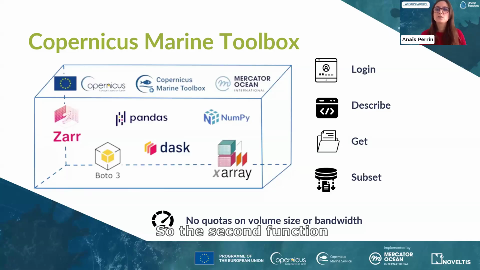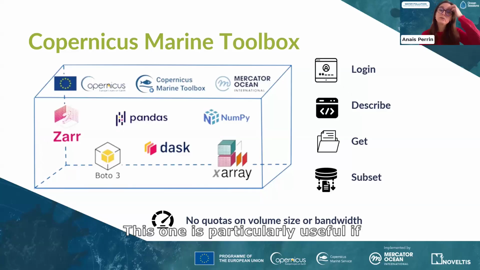The second function is called describe. It allows you to retrieve catalog information and detailed metadata for products and datasets. The third function is the get function. This one lets you download the original files exactly as they are provided by the data producers. And finally, we have the subset function.